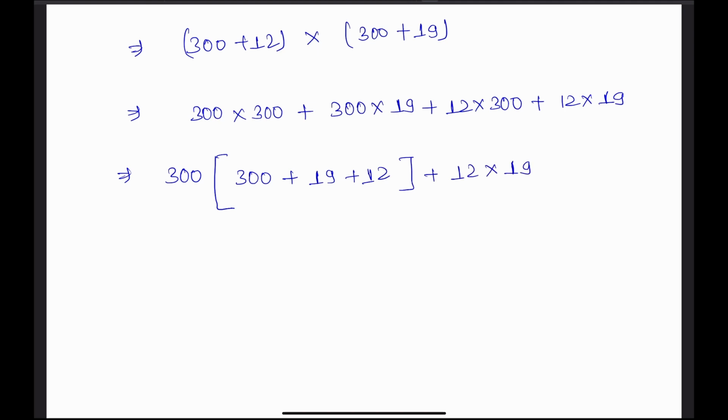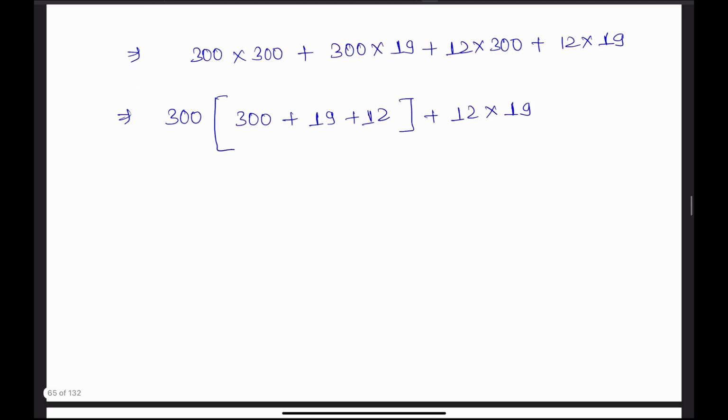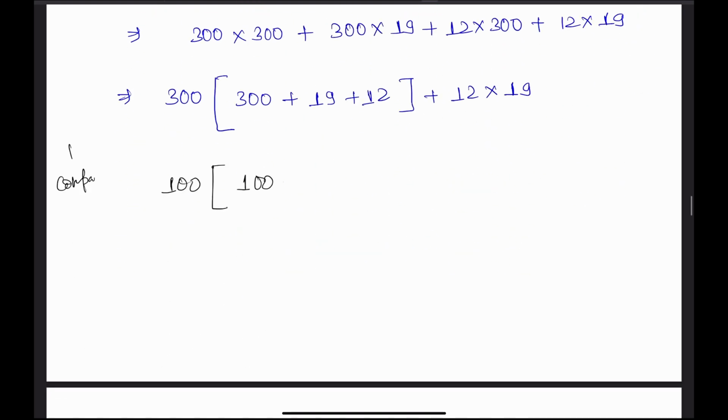If you just pay attention, you will find out that, let's compare what previously used to happen. It used to be 100 into whatever value over here, 100 plus 8. Let's take the same example. If the question had been asked 112 and 119, how would the equation look like? 100 plus 19 plus 12, plus 12 into 19.